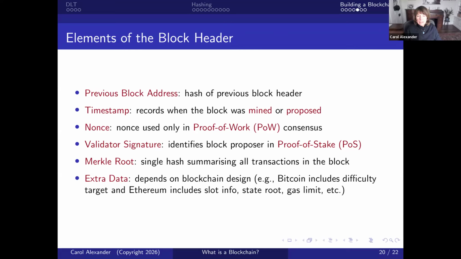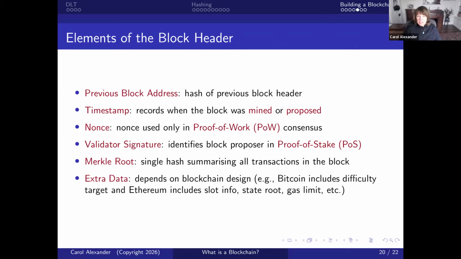The nonce is the number only used once in the proof of work consensus. I'm going to explain what that is in more detail in lecture 6. The validator signature replaces the nonce in a proof of stake blockchain.